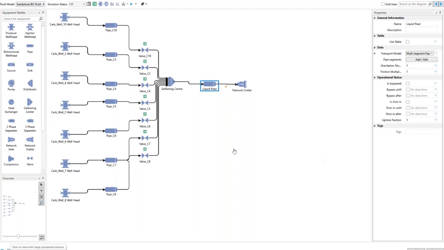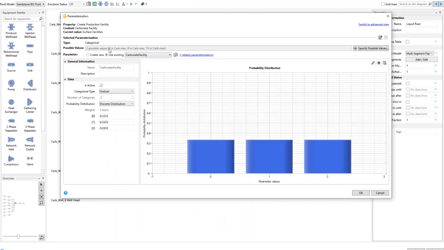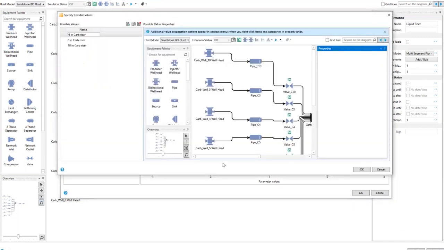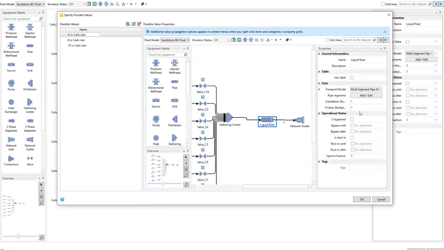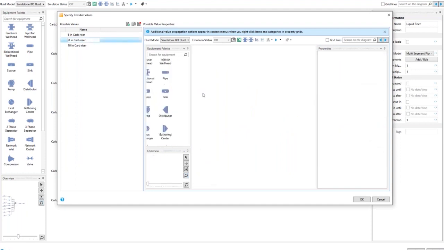In this case, I have parameterized my liquid riser size. So I'm using 6-inch carbonate riser, 8-inch carbonate riser, and 10-inch riser. And I can specify the whole facility diagram as a parameter. So here you can see that I'm using a different liquid riser size for each realization.